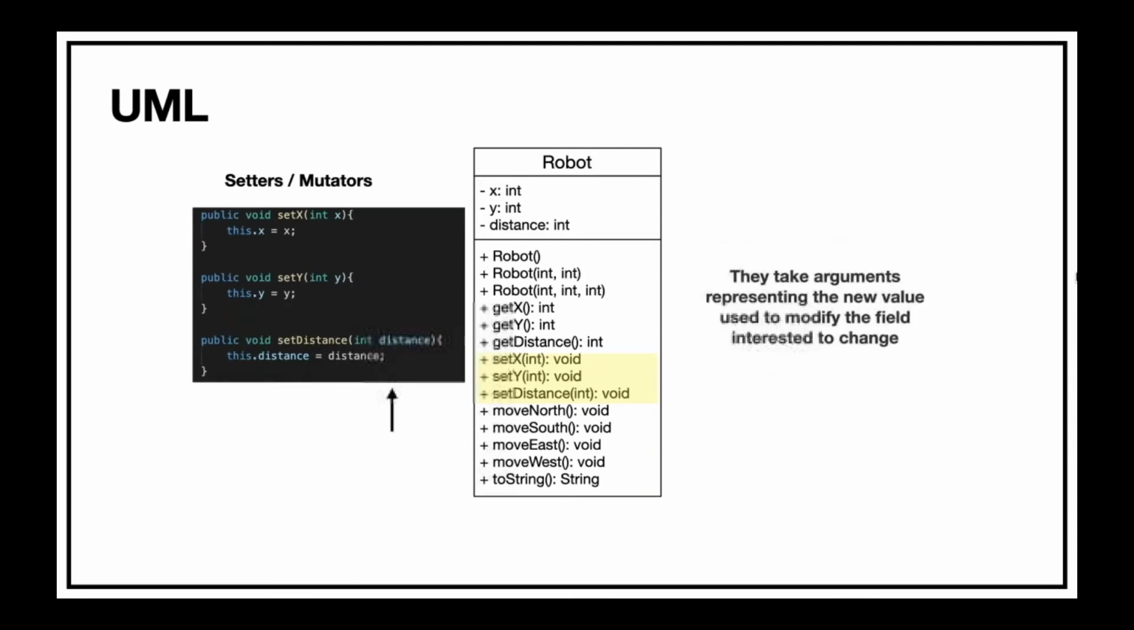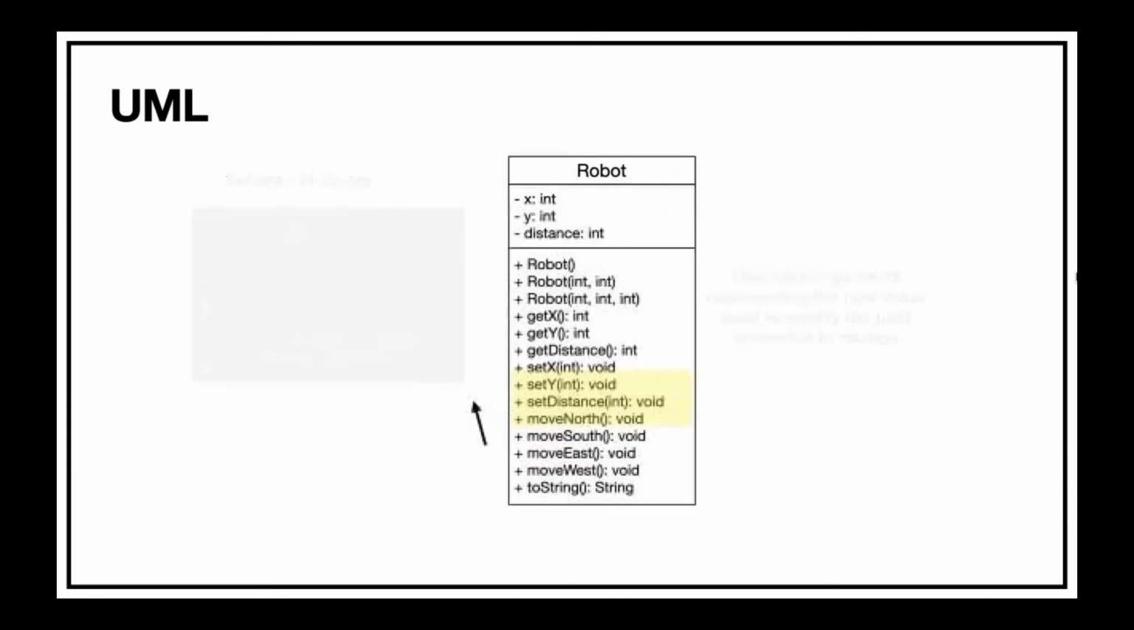And finally, setters do have arguments. These parameters allow us to change the state of the object by providing that parameter and modifying the current field. You can see here we're modifying this.x by providing the parameter x. this.y gets y, and this.distance gets distance.